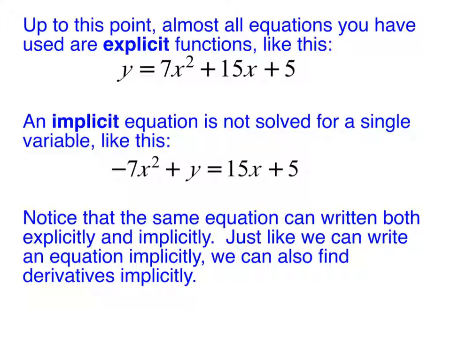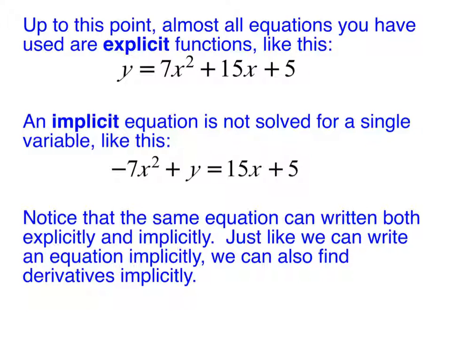All of those were examples of implicit equations. Now, up until this point in your mathematical career, most equations that you've worked with have been explicit functions. And so they've looked like this sort of a thing. Basically, an explicit equation has it already solved for one of the variables, like y equals, or even x equals would be considered explicit. But an implicit equation is not solved for a single variable.